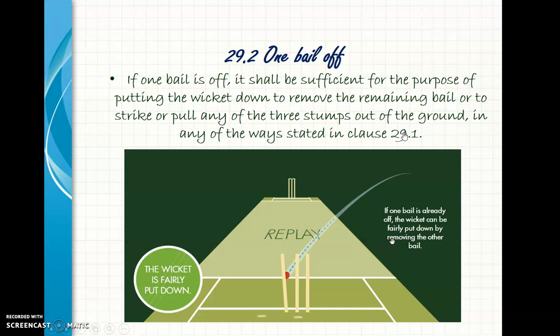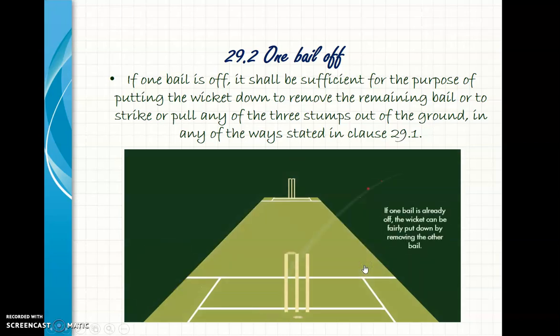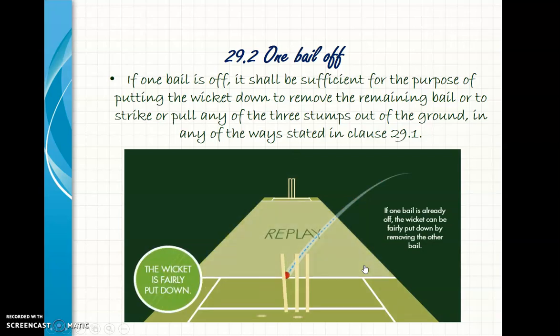So suppose only one bail was left, and one bail was previously down. In order to consider the wicket to be put down, it's only necessary that the remaining bail be knocked completely off the top of the stumps. This is a typical example depicted here. The ball comes through, only one bail was there, and the single remaining bail is put down, which is fair enough to show the wicket is put down.